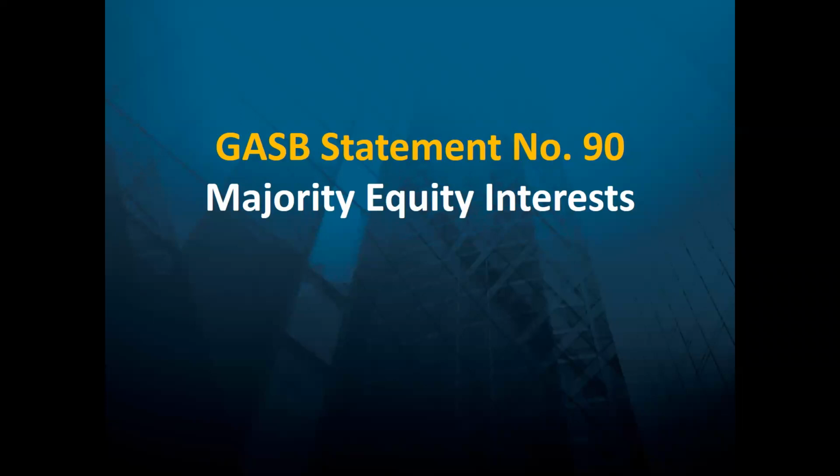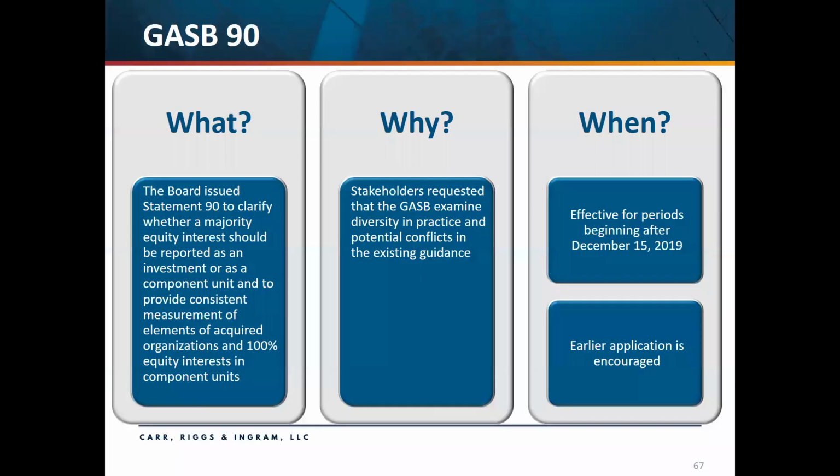All right, and with that, we'll jump into GASB 90. I know it was kind of torturous going through 87 with those examples, but not having them in hand. So GASB 90 is a clarifying statement on whether a majority interest should be reported as an investment or as a component unit. So ultimately what happened is we saw a lot of diversity in practice, and this GASB addresses how they should be reported. They're effective for periods beginning after December 15th, 2019, and early application was encouraged.